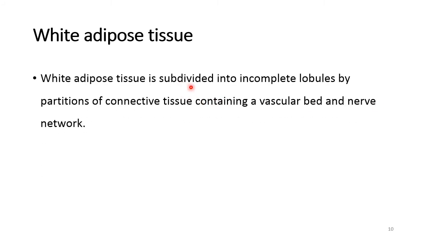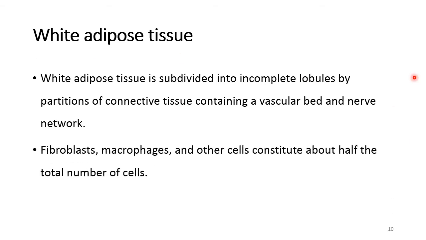The white adipose tissue is subdivided into incomplete lobules by partitions of connective tissue. These partitions of connective tissue contain what? Vessels and nerves, a vascular bed and nerve network. Are there other cells found in the white adipose tissue? Yes. The fibroblasts, the macrophages, and other cells constitute about half of the total number of cells.